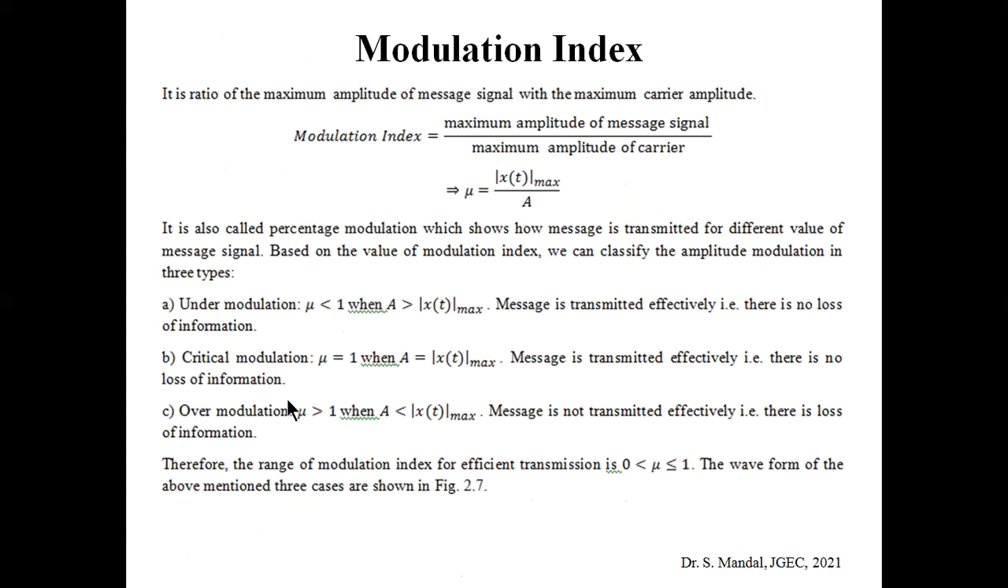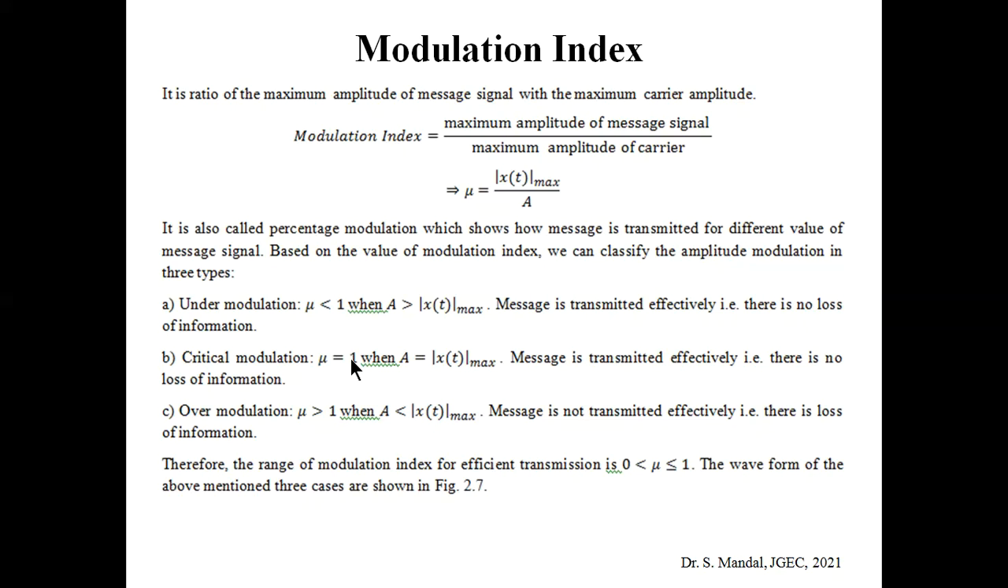So you can see that for critical modulation, the amplitude of the carrier is the same as the maximum amplitude of the message signal, and the value of the critical modulation index in the critical modulation is 1. This is very important for your MCQ question, remember. And the last type of modulation is the over modulation.